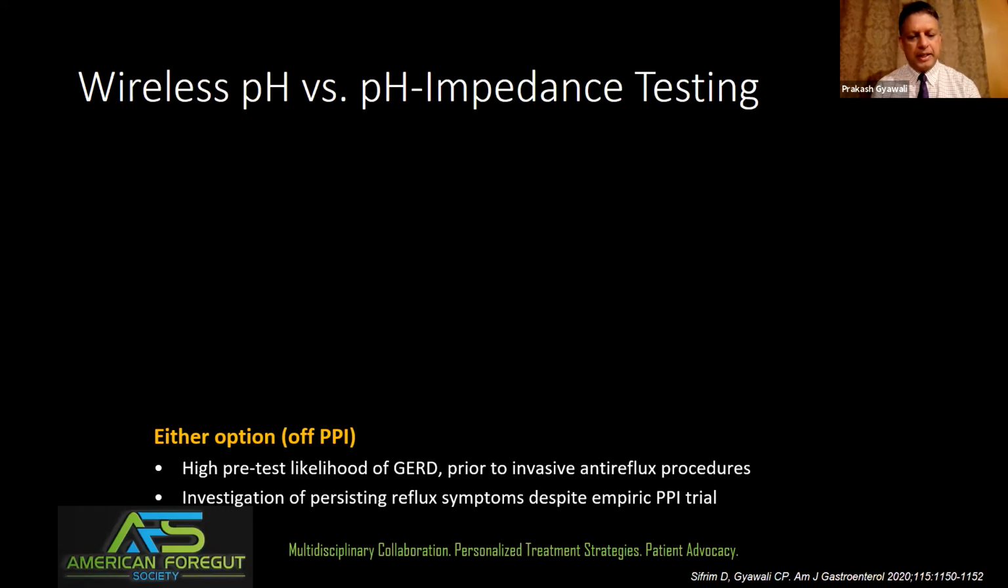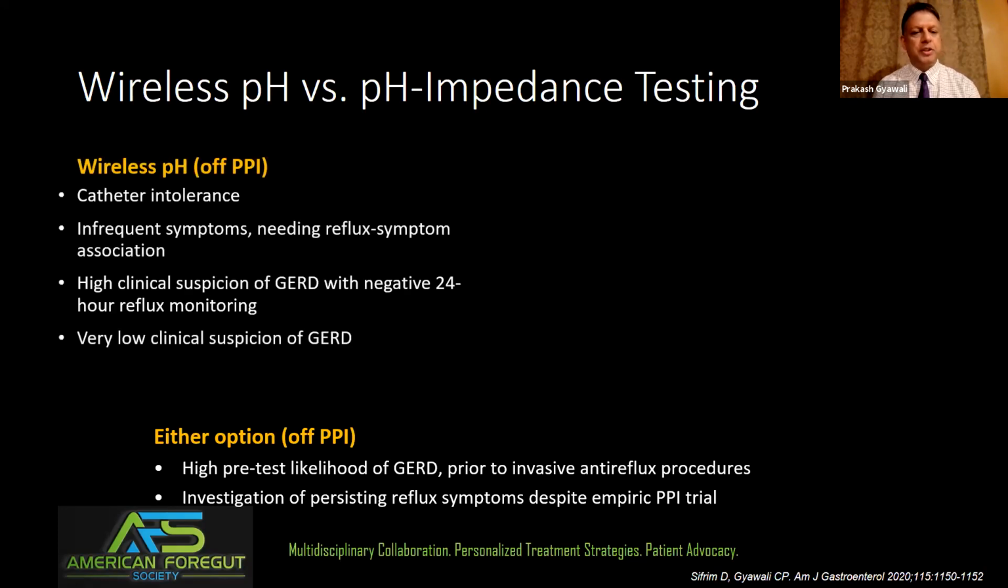And if your test is highly likely to be positive, it doesn't matter which test you do, as long as you do it off PPI and there is pH monitoring involved, your test is likely to provide the results that you're looking for. Now, these are some of the situations where wireless pH has better value than pH impedance testing. Chrissy touched on this a little bit, but one scenario, the third one listed here, you might want to think about a little bit. So if you have somebody with a high clinical suspicion for GERD and you catch the patient on their best day with a 24-hour study, then your test might be negative.